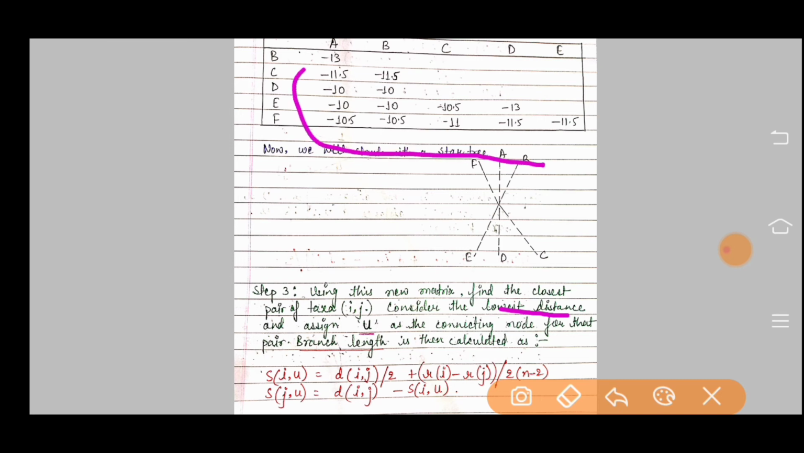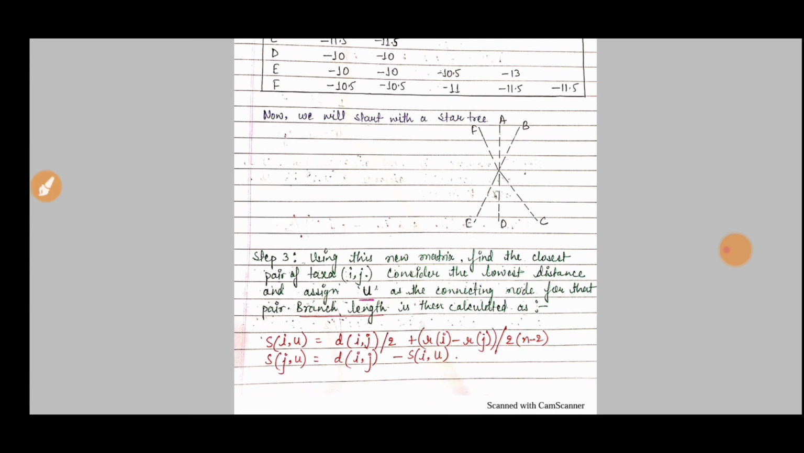You can see here that A and B as well as D and E is the smallest distance, that is minus 30. Okay, and assign it as U as the connecting node for that pair, and branch length is then calculated by using this formula: SIU is equal to Dij by 2 plus (Ri minus Rj) by 2(n minus 2), and SJU is equal to Dij minus SIU.